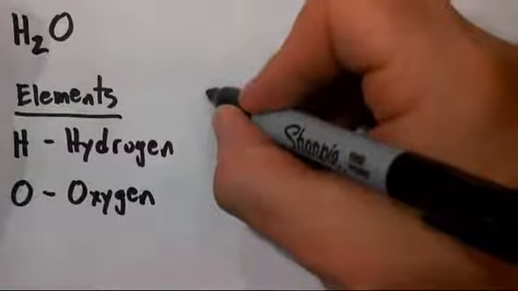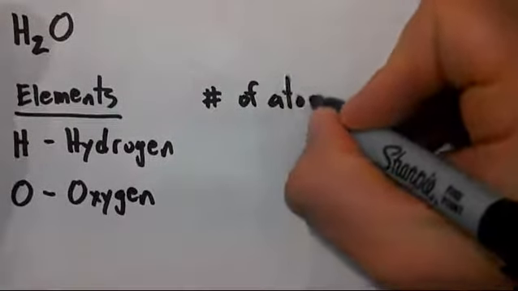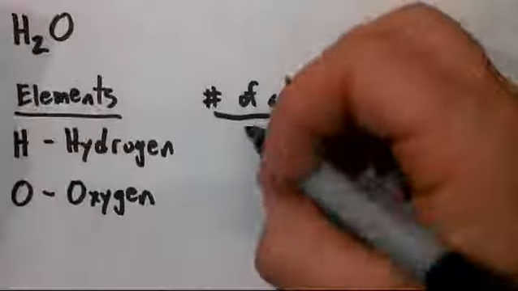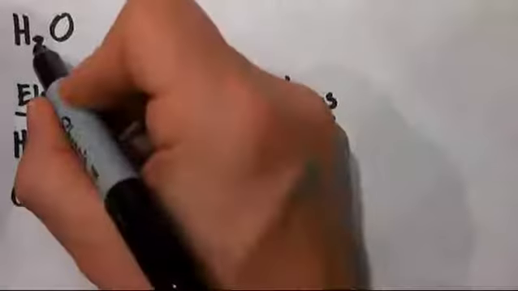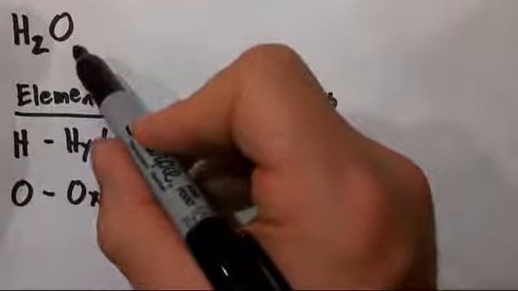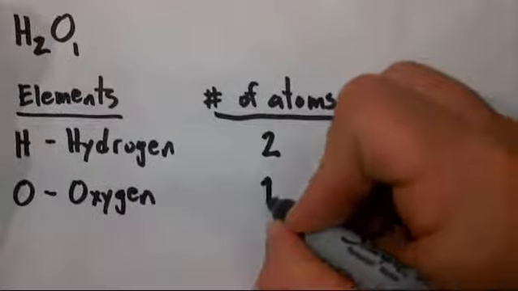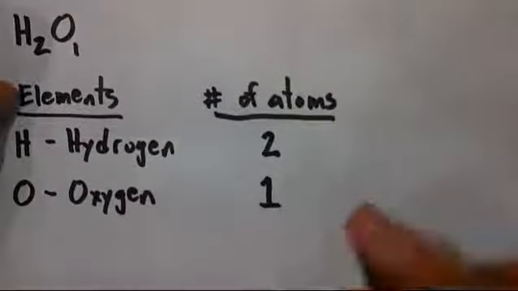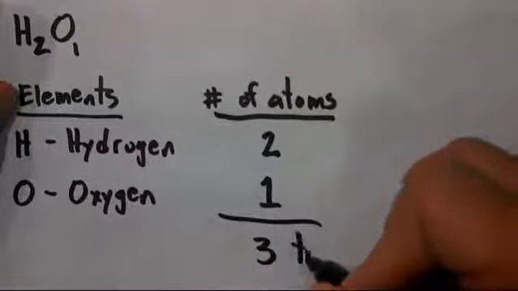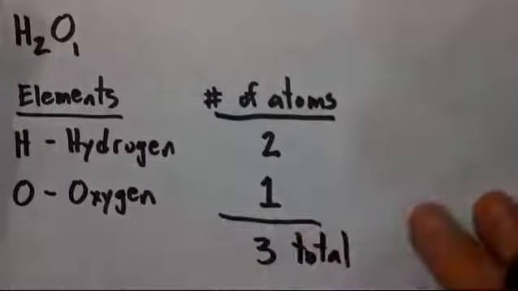So in this chemical formula, we have an H, we have an O. Now let's look at the number of atoms of each of them. In this case, we have H2O. That means there is a number after the H, a number 2. It's a subscript. That means we have 2 hydrogens. There's no number after the O, so that means there is a 1. That means we have 1 oxygen, and that gives us a total number of 3 atoms in H2O. 2 of hydrogen, 1 of oxygen.